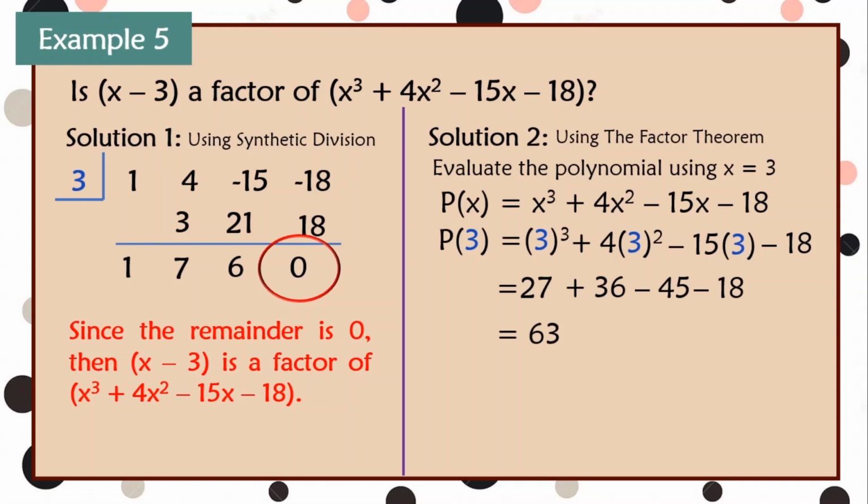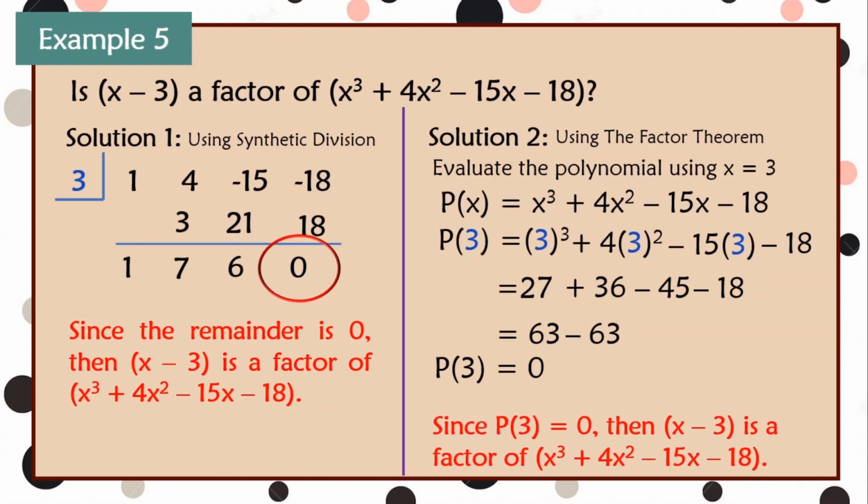Then we have 27 plus 36 is 63. Negative 45 minus 18 is negative 63. So 63 minus 63, and that is 0. So using factor theorem, we can say that p of 3 is equal to 0. Then x minus 3 is a factor of the polynomial.